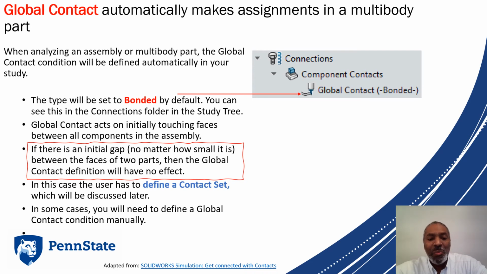If you have this situation where things that you want to be in contact with each other are not necessarily close enough together for it to find them automatically, then you have to define what's called a contact set, which we'll talk about next. And that contact set essentially puts things into groups and says that this group and that group should be in contact with each other. And in some cases, you'll have to go into this global bit and define things manually if for some reason you don't want to do the contact set. You want things to be across the board for all parts, and you can do that as well just by selecting faces and assigning them to be contacting in the manner you desire.